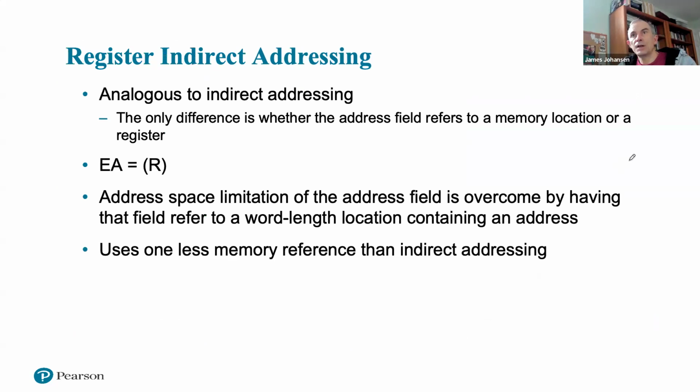We have register indirect addressing. It's analogous to indirect addressing. The only difference is whether the address field refers to a memory location or a register. So once again, we're focusing on a register rather than memory. We have that in our summary chart that we were showing.